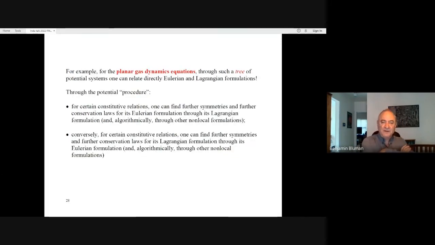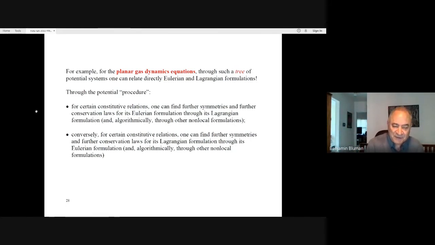Now, for example, for the planar gas dynamics equation, through such a, I'll call it a tree of potential systems, one can relate directly the Eulerian and Lagrangian formulations. The Eulerian formulation is when you are taking a snapshot of the flow, and the Lagrangian formulation is when you're going with the flow.